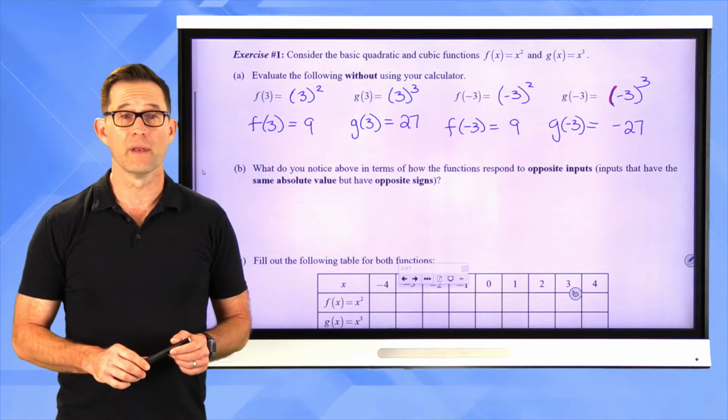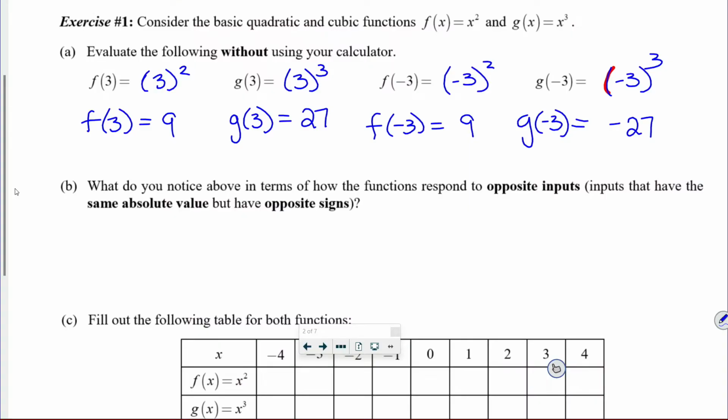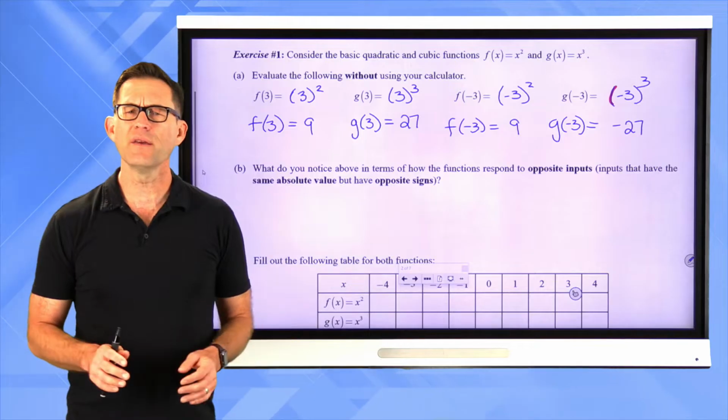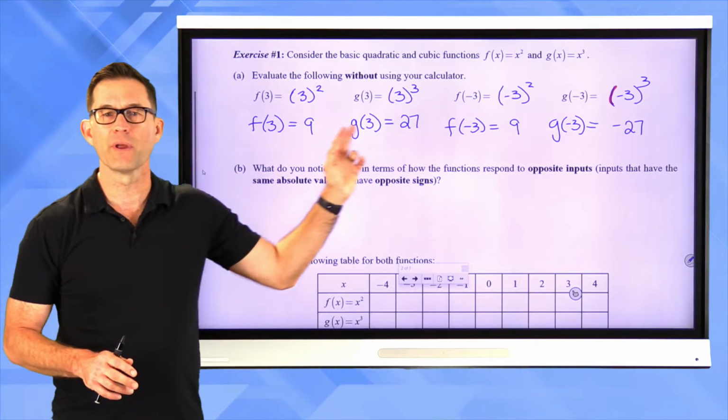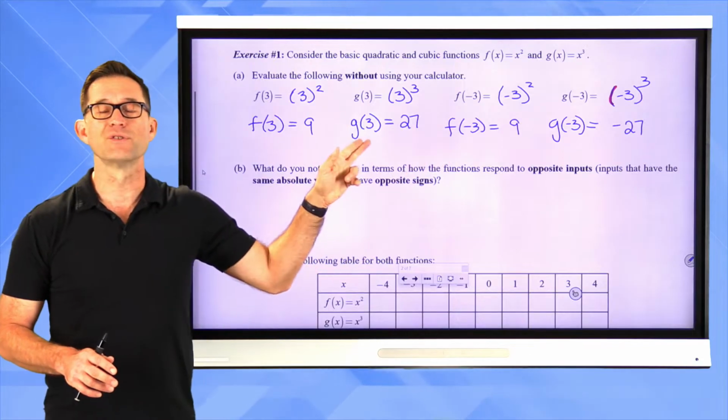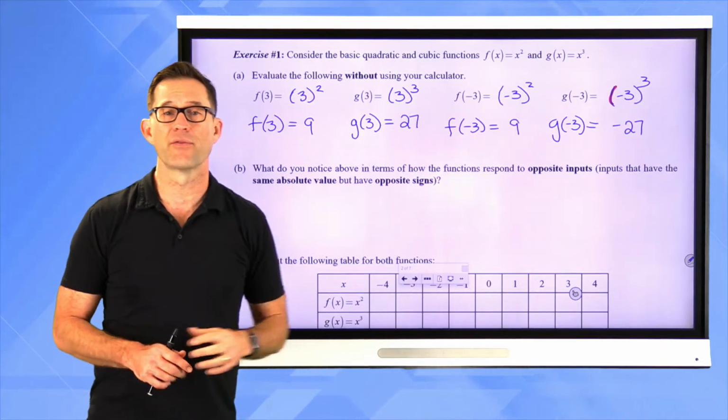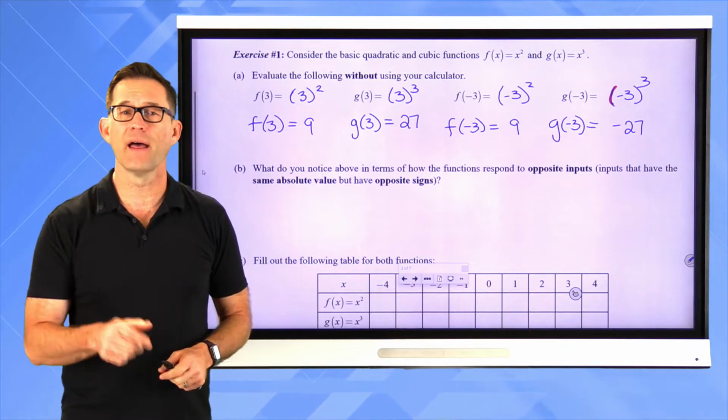Let's take a look at letter B now. What do you notice above in terms of how the functions respond to opposite inputs? Inputs that have the same absolute value but have opposite signs. So I'd like you to just take a look. I've got f of 3 and f of negative 3 versus g of 3 and g of negative 3. So think about that and see what you can state.